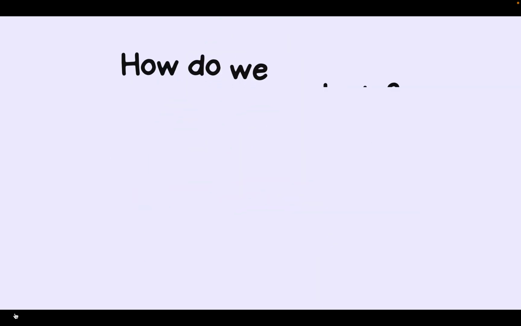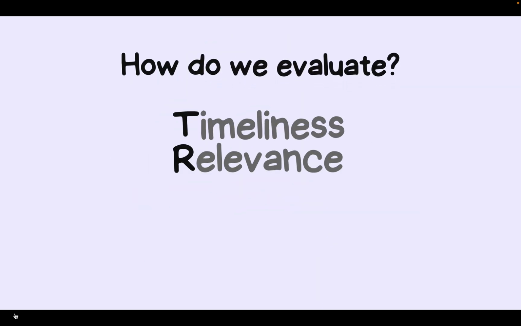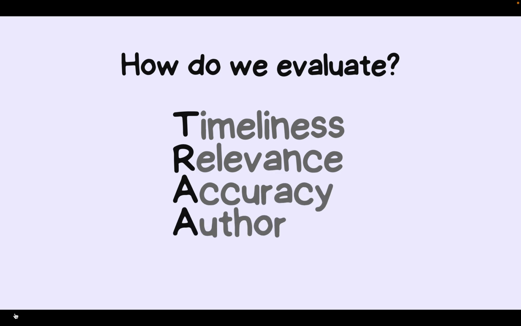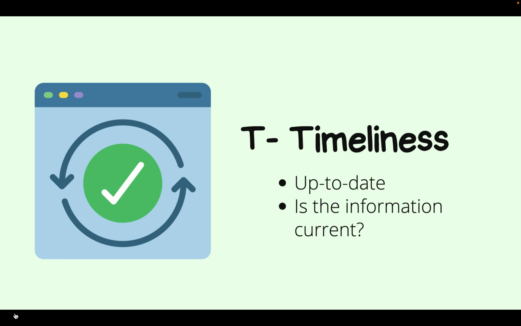With a little tool called TRAP. This stands for timeliness, relevance, accuracy, author, and purpose. Using this acronym, you'll be able to look at a website and find out if it's reliable or not. The first letter in our acronym is T, for timeliness. Timeliness means that the information presented is up to date and current on the information provided.